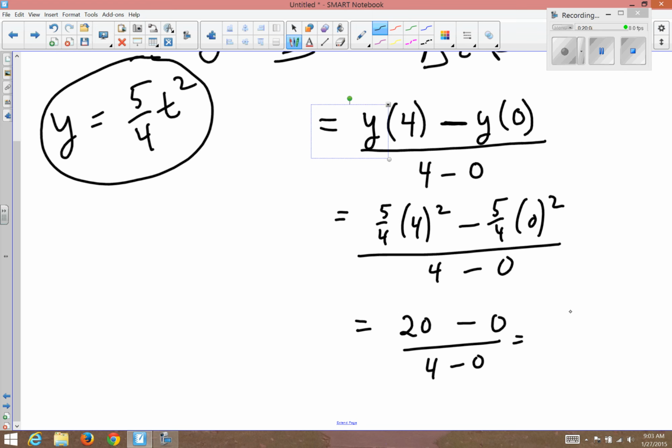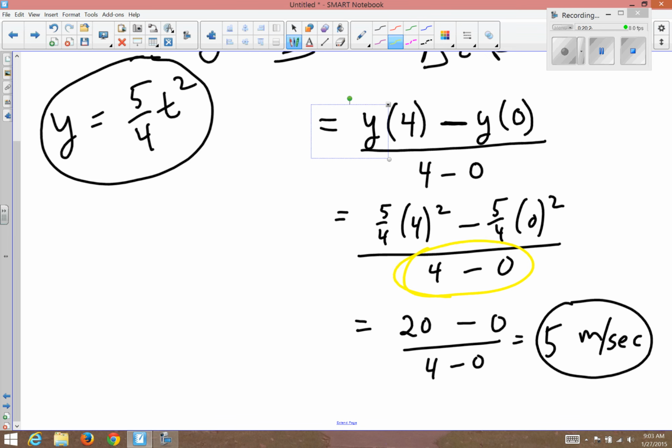So 4 seconds to do that. So that's 5 meters on top. These are seconds on the bottom. 5 meters per second is the average speed over the 4-second time interval. 4-second time interval. This is key.